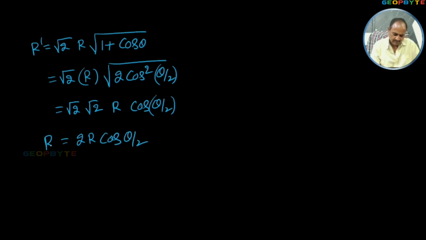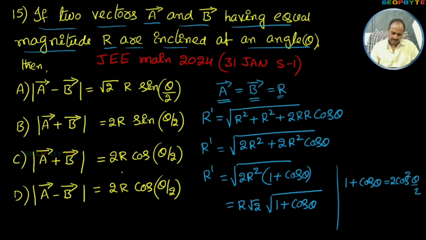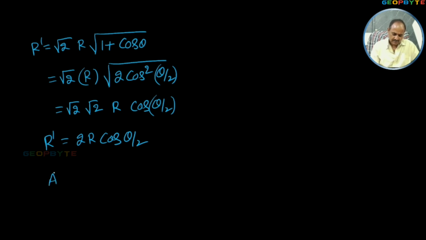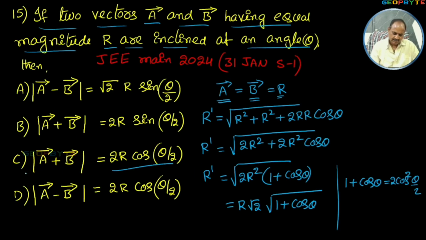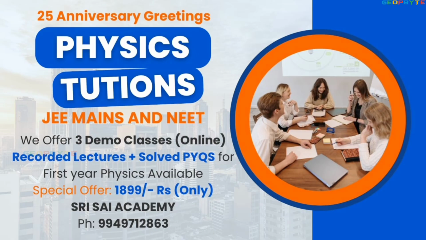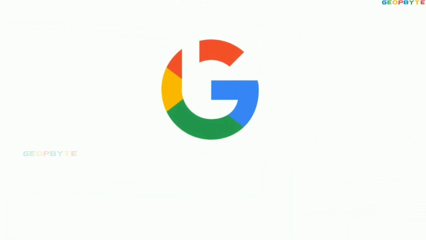That is the resultant, 2R cos theta by 2. So that is the resultant now. Since A bar plus B bar is equal to the resultant, it is equal to 2R cos theta by 2. That is the answer. Option C is absolutely correct. Understood clearly? Yes.